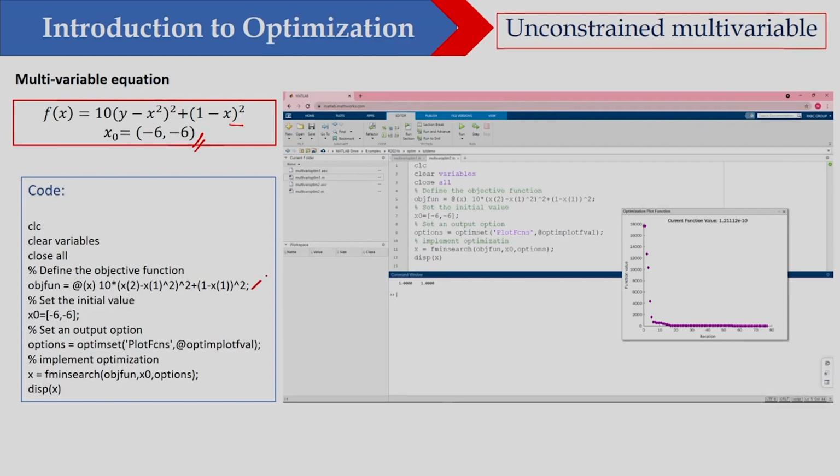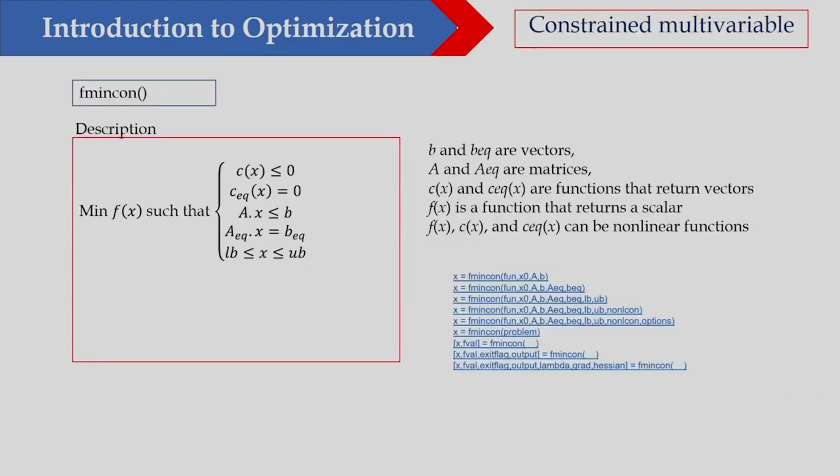Okay. So, you define the objective function here, you define the initial solution, you define the option, and finally you execute this particular line, fminsearch objective function, x naught and option, and then display the solution. And here I am getting the solution, and that solution is 1, 1, and you can also see the plot between iteration and function value. Now, let us see how you can solve a constraint optimization problem using Matlab.